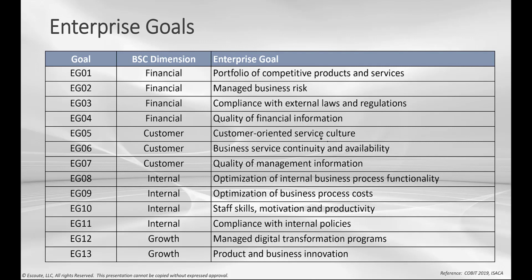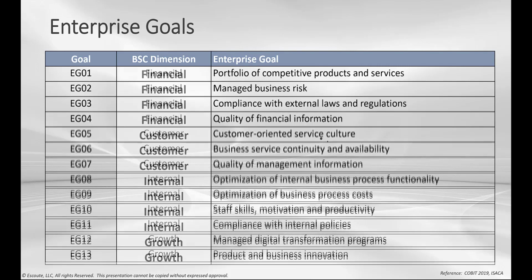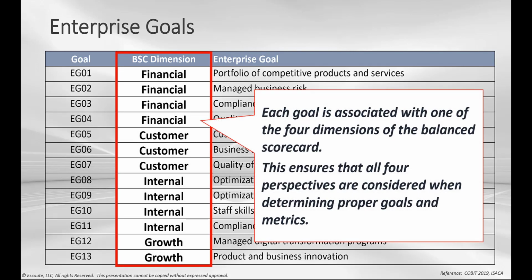First, you'll see that these are organized into what they call the BSC, or the Balanced Scorecard Dimensions. Each of these goals, each of these 13 generic enterprise goals, is associated with one of those dimensions of that scorecard. This ensures that we have all four perspectives covered and considered when we're determining proper goals and metrics.